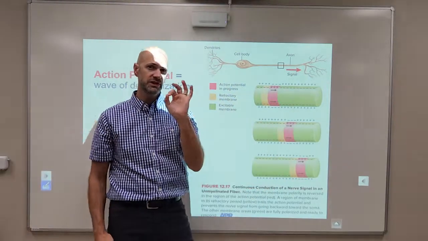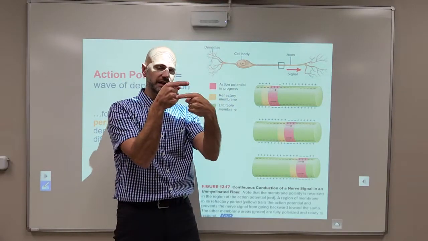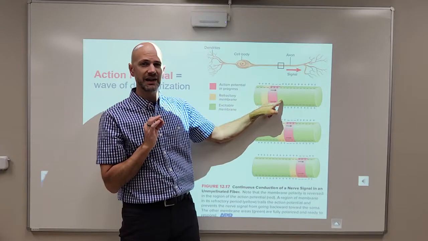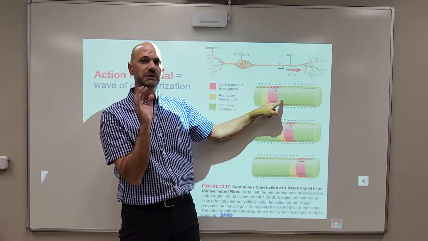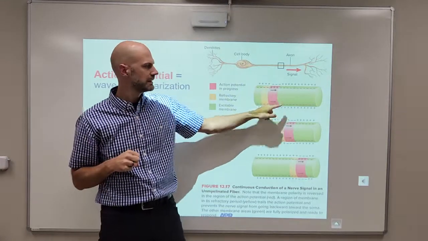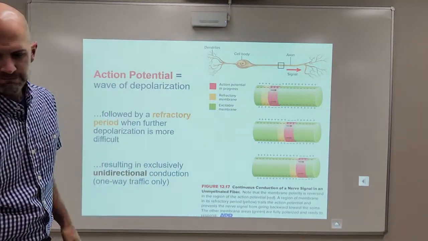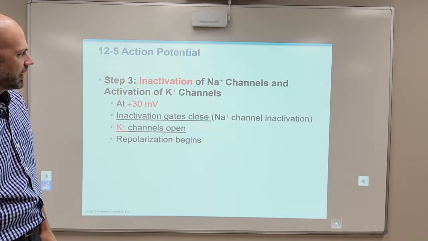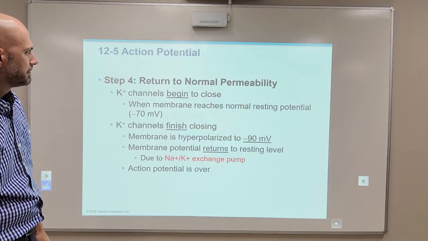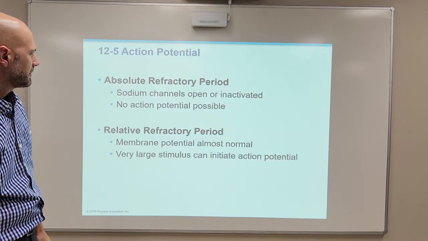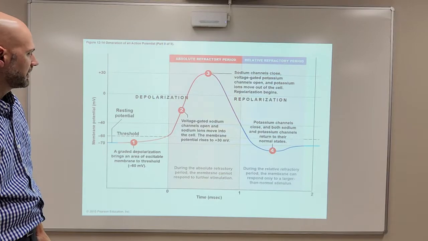Don't confuse this with anterograde and retrograde transport. That is moving of molecules up and down the axon internally. That has nothing to do with electrical charge. You're just hauling stuff in the cell. All right, so here are the steps in an action potential. I'm not going to walk through them. Talked about the refractory period, absolute and relative.